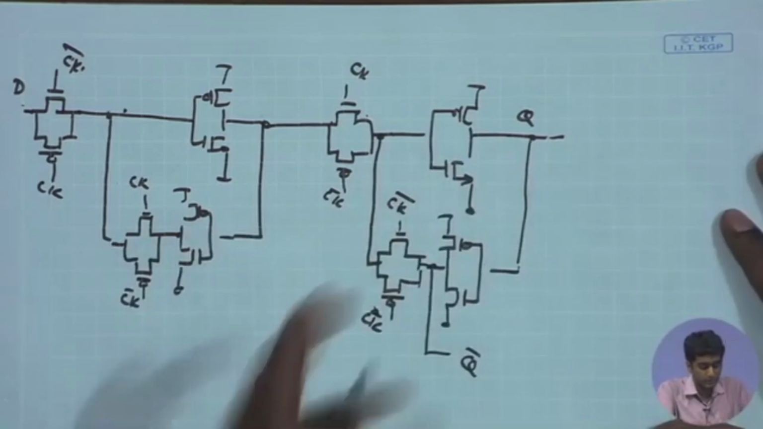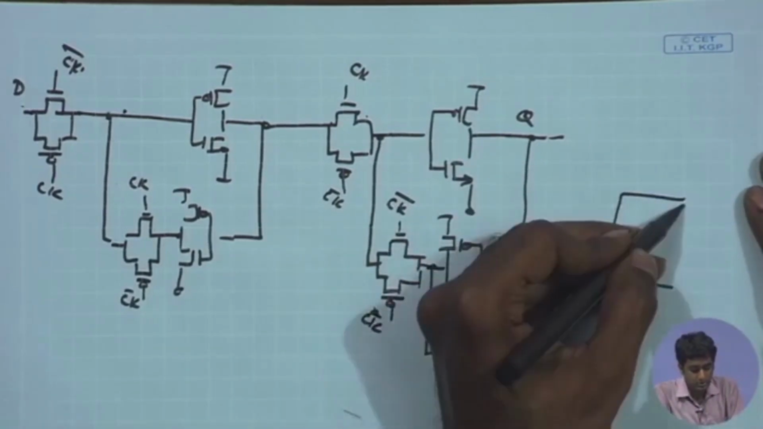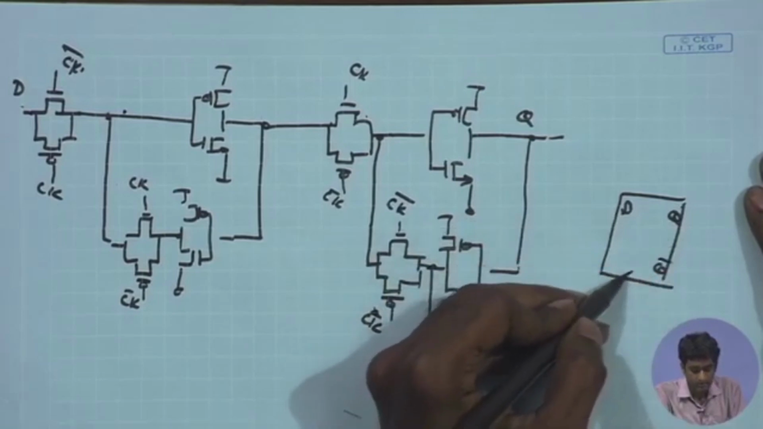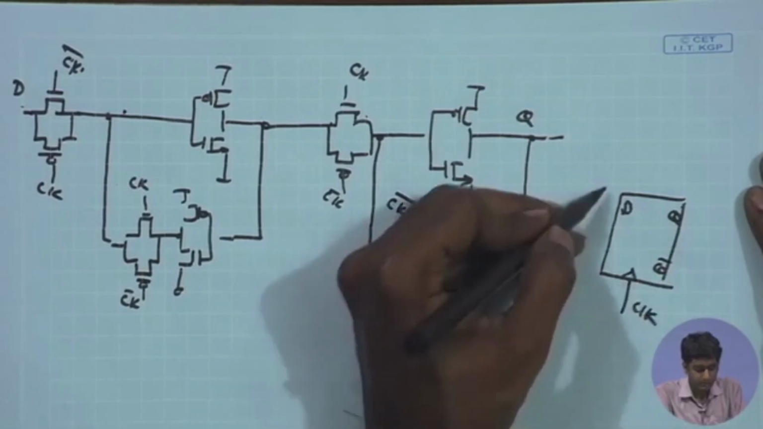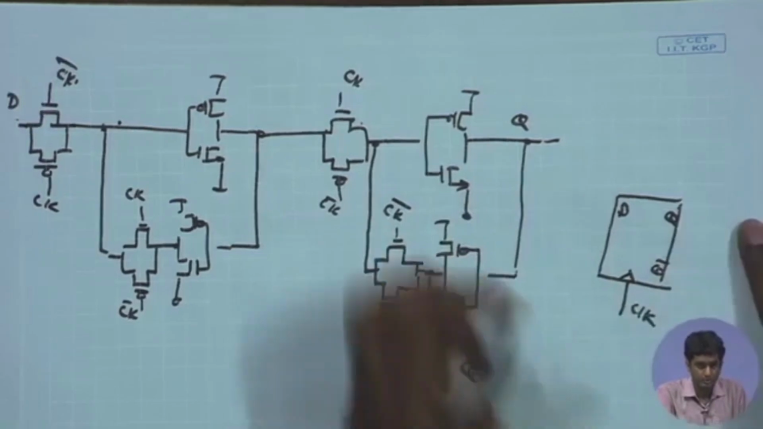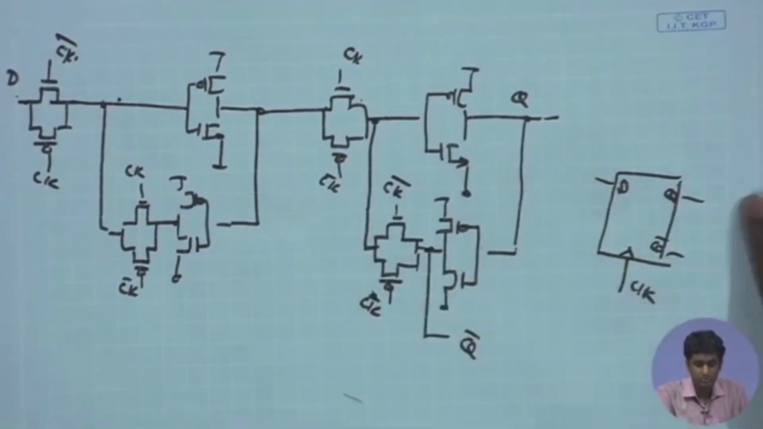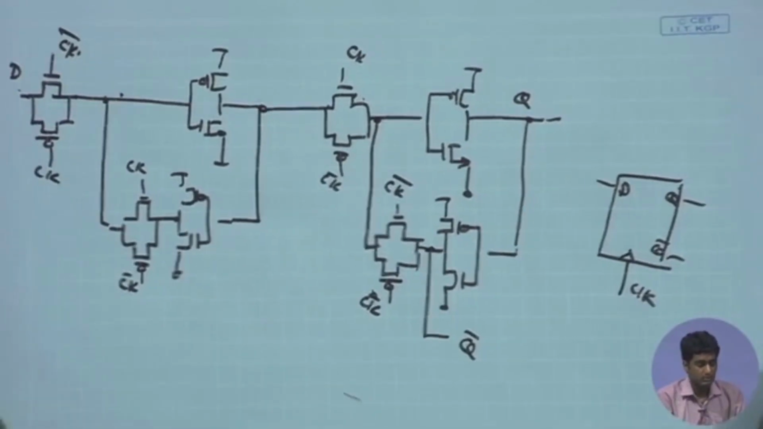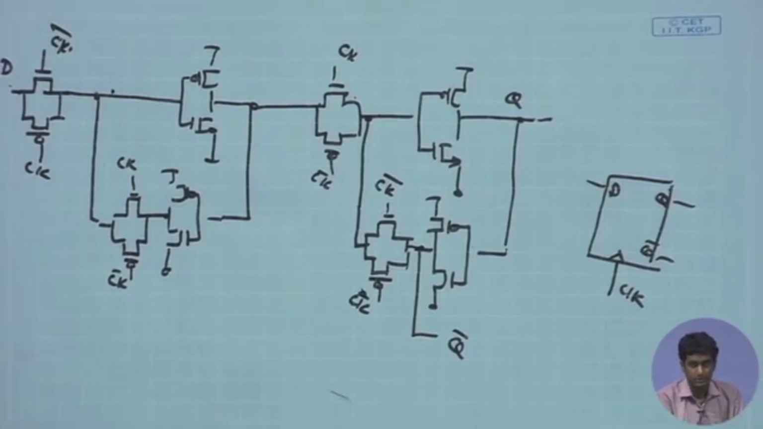So, this is the overall edge triggered, positive edge triggered D flip flop that we are having, with D, Q, Q bar, and you have the clock edge, and this is positive edge triggered. So, I do not put a bubble over here, and you have the input and output terminals. So, this is the basic building block of our flip flop, of our counter.